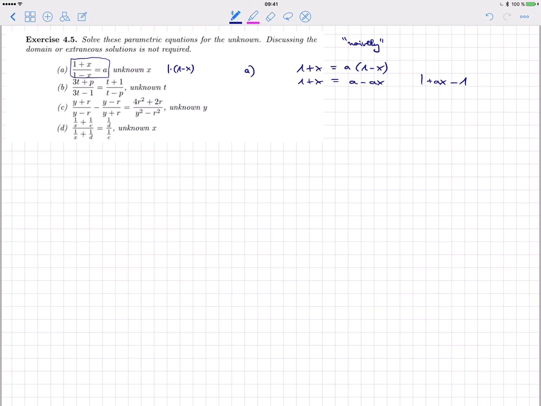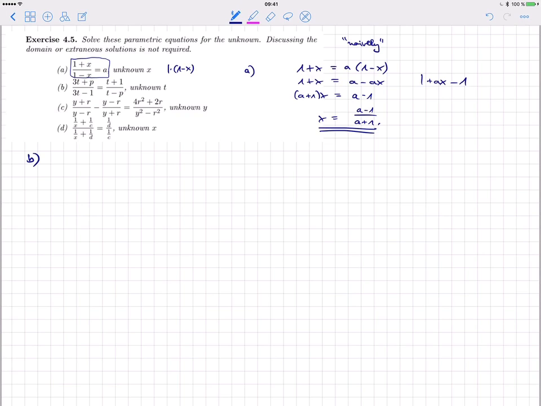So we get x plus ax is a plus 1 x. And here we get a minus 1, so x equals a minus 1 over a plus 1. We don't write this as a solution set because we're not discussing any other form of a solution set other than a single solution, a single value in it anyway.